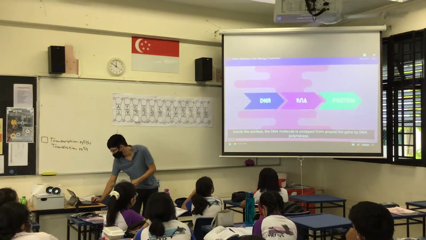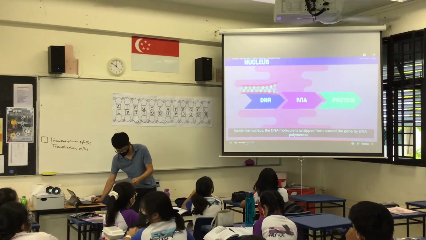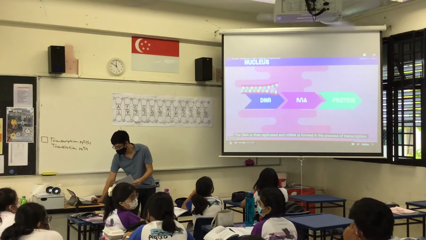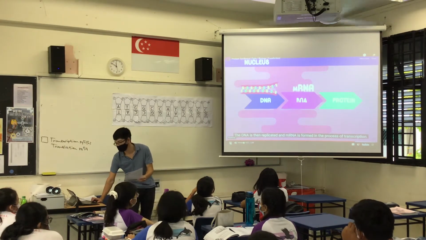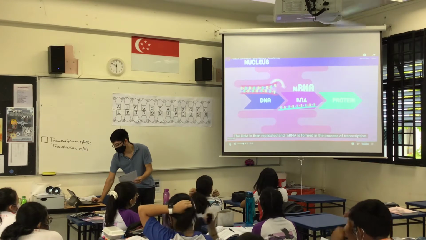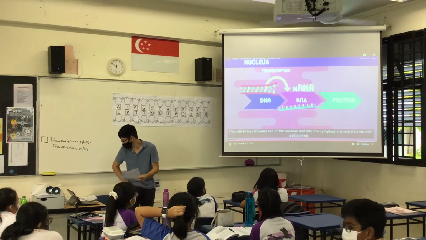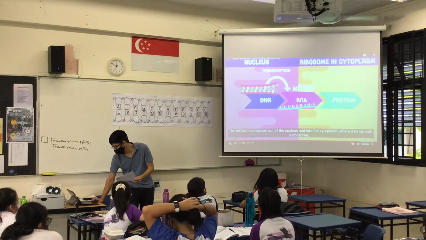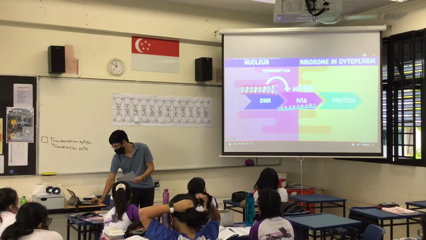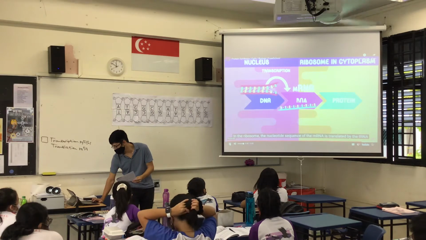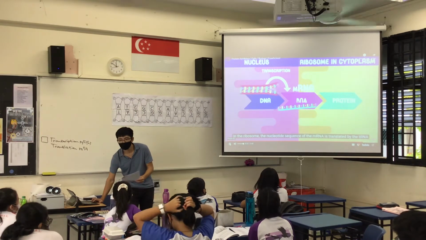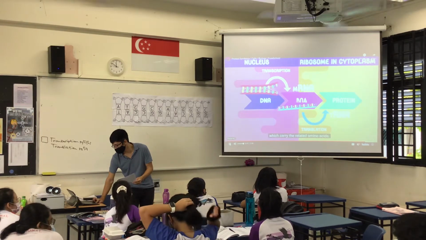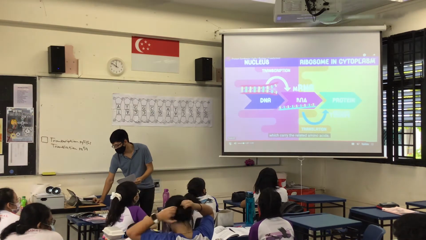Inside the nucleus, the DNA molecule is unzipped from around the gene by DNA polymerase. The DNA is then replicated and mRNA is formed in the process of transcription. The mRNA has to travel out of the nucleus and into the cytoplasm, where it binds with a ribosome. In the ribosome, the nucleotide sequence of the mRNA is translated by the tRNA, which carry the related amino acids.